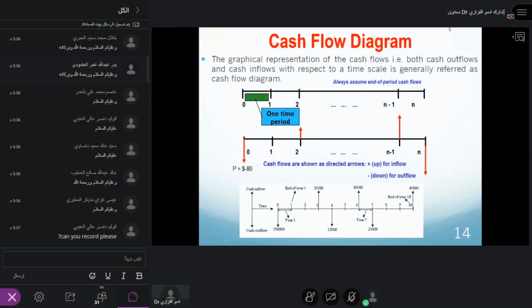So this is a diagram that you will call a cash flow diagram. A cash flow diagram is a graphical representation of cash flows, that is both cash outflows and cash inflows, with respect to time scaling. So you have a time scale maybe from year 0, the beginning, to the 10th year, the end of 10 years. Cash that comes into the industry is usually represented by an arrow up. Cash that goes out of the industry is usually represented by an arrow down. So this is what we call cash inflow and cash outflows: up arrows for inflow and down arrows for outflows.